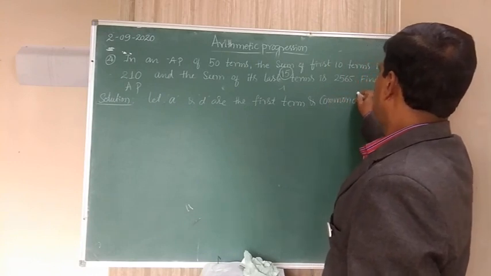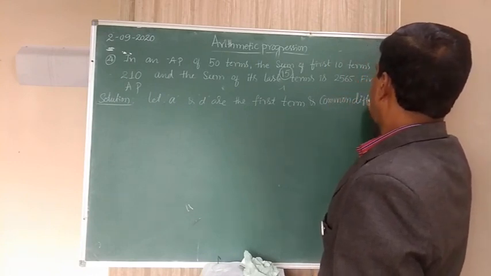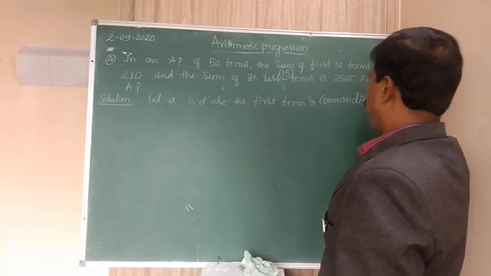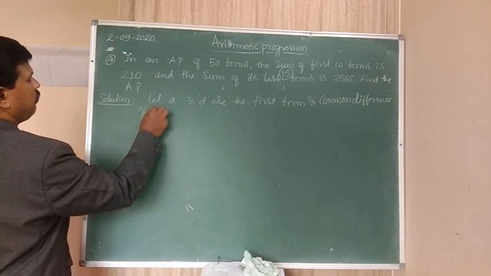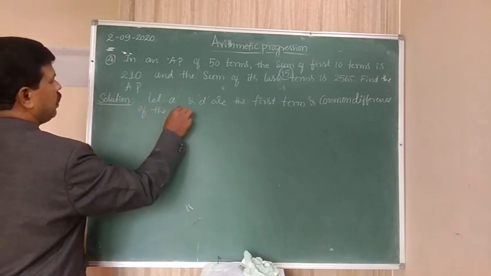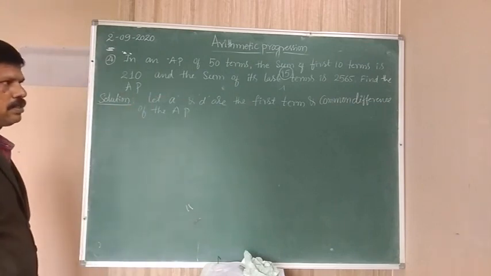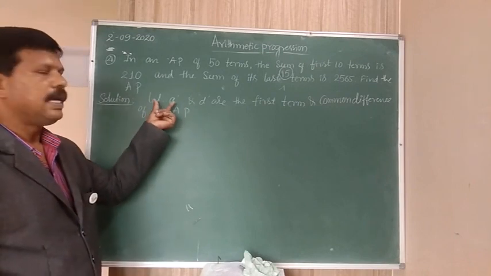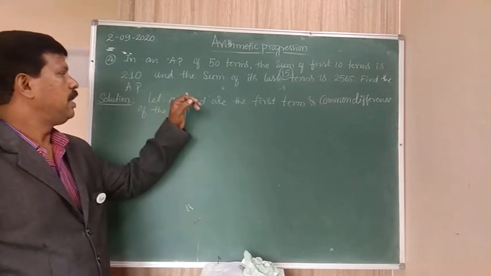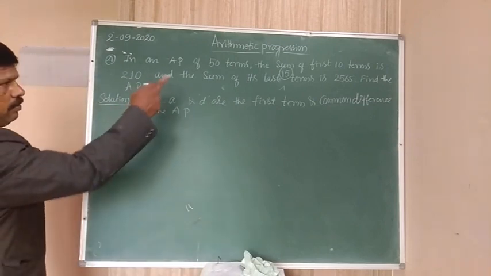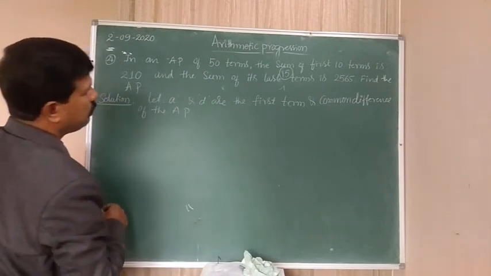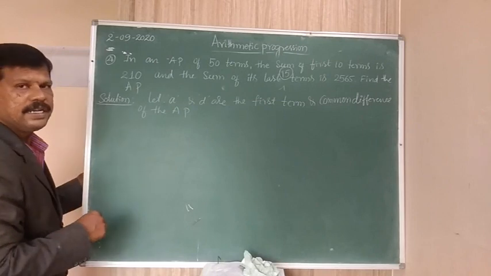First term and common difference of the AP. So first we should write like this: a is the first term, d is the common difference. Now first is given the sum of the first 10 terms.